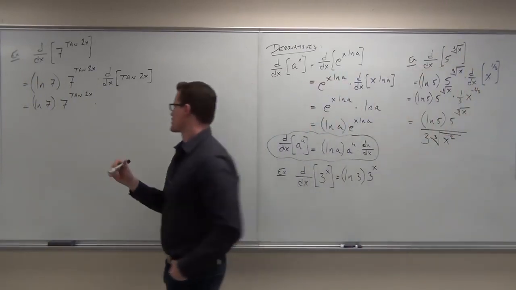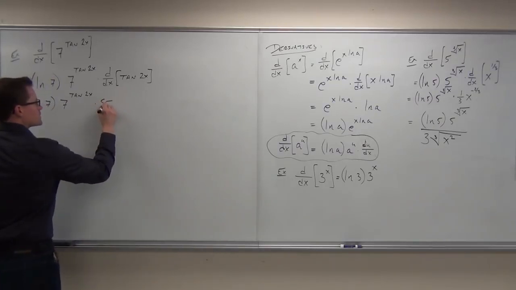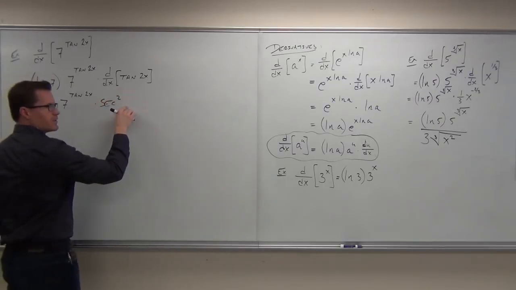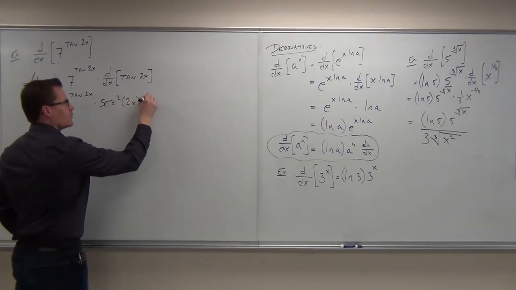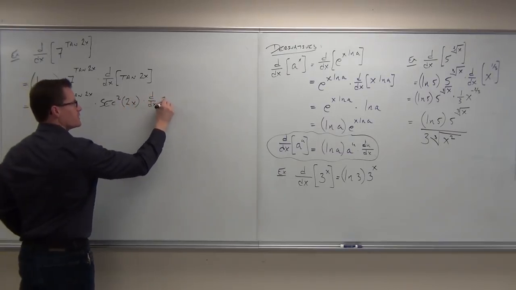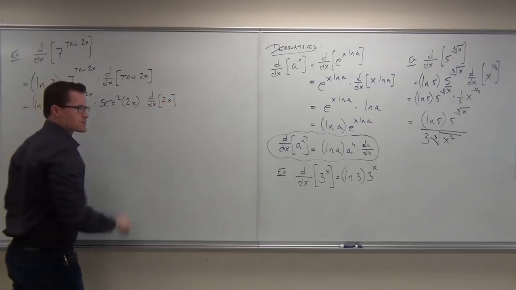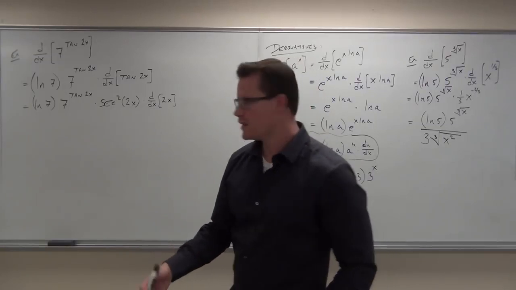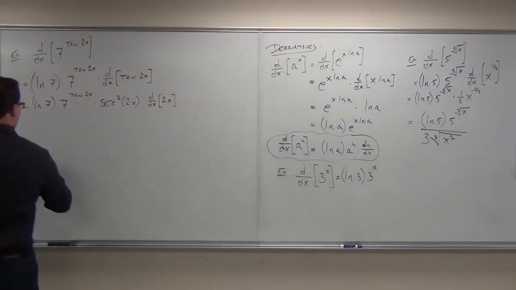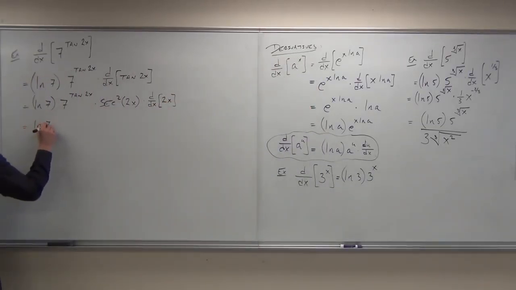Secant squared. So secant squared, do I change the inside right now? No. 2x. And then I'm done? Times 2. Oh, times the derivative of the inside. That's following the calculus. That's using chain rule and saying, oh, okay, now I have another derivative and this will be my final one. What is the derivative of 2x? 2. So we have ln 7.